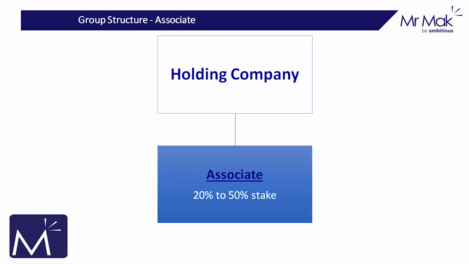An associate is where a parent company owns between 20 and 50% of an underlying entity. We call this an associate, and we call it an associate because with a 20 to 50% shareholding, the parent company can exert significant influence on this underlying company it has a stake in. So an associate is where a parent company owns 20 to 50%. They don't have effective control, they have significant influence, and we call it an associate.